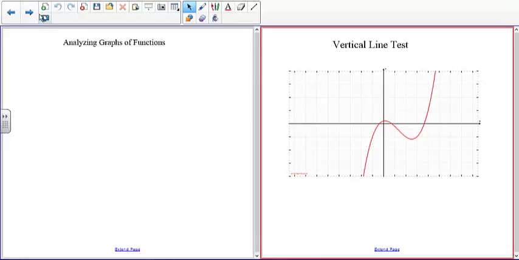Okay, the first thing we're talking about is the vertical line test. In the previous section we said that a function was a relationship where for every value of x there's a single value of y. The easiest way of checking that is to plot the function and then use the vertical line test. The concept is if you draw a vertical line anywhere in the domain of the function, you will only cross the function one time.